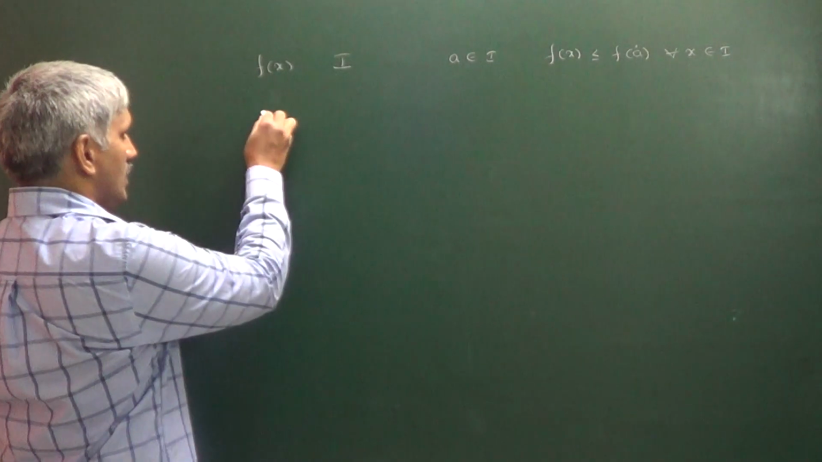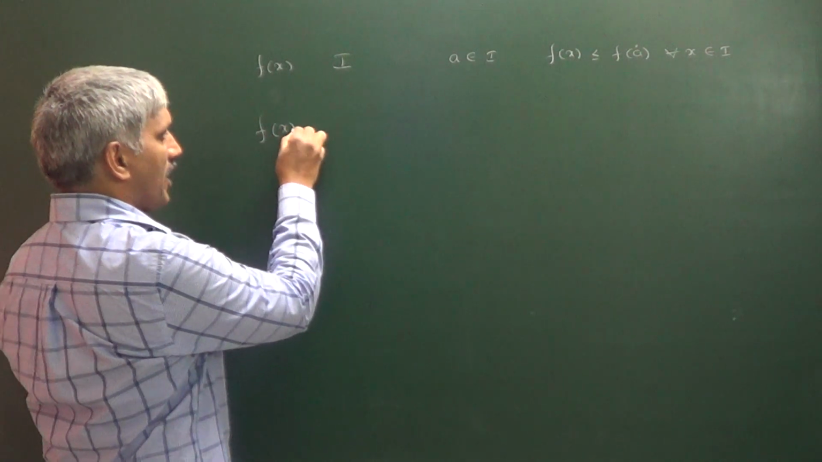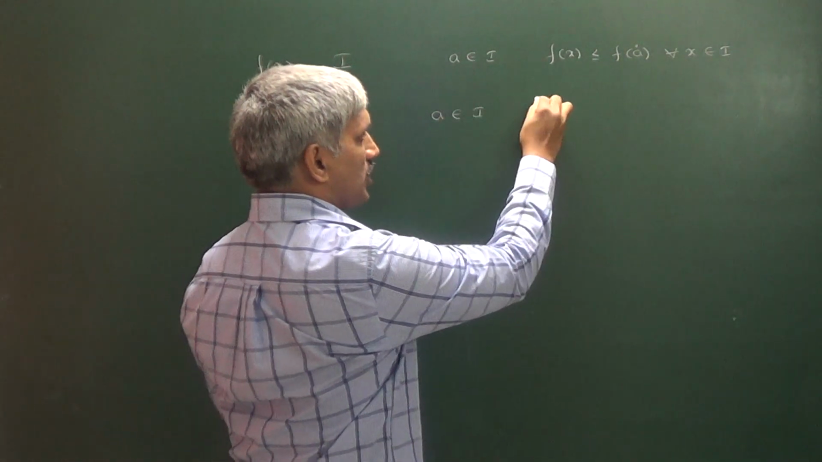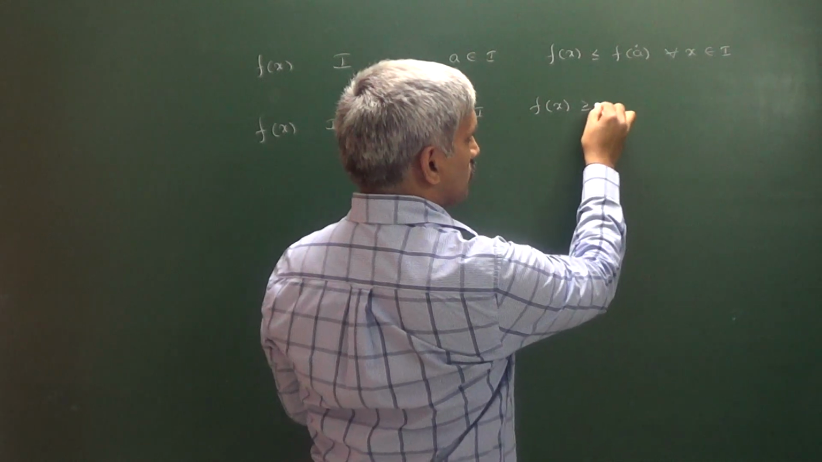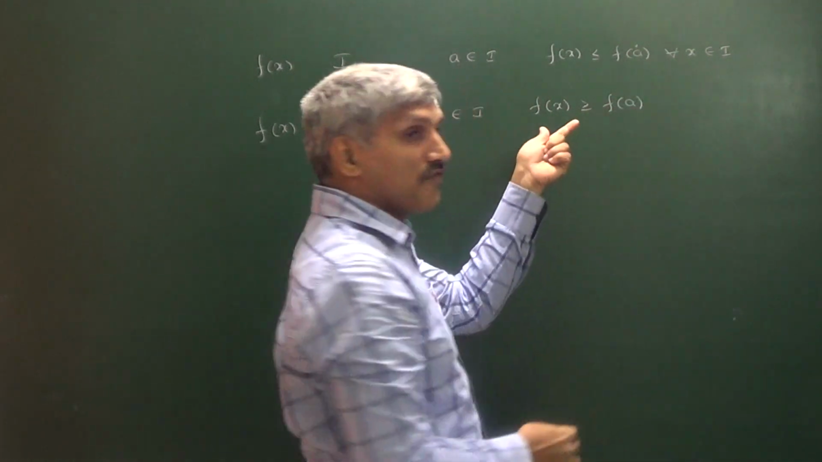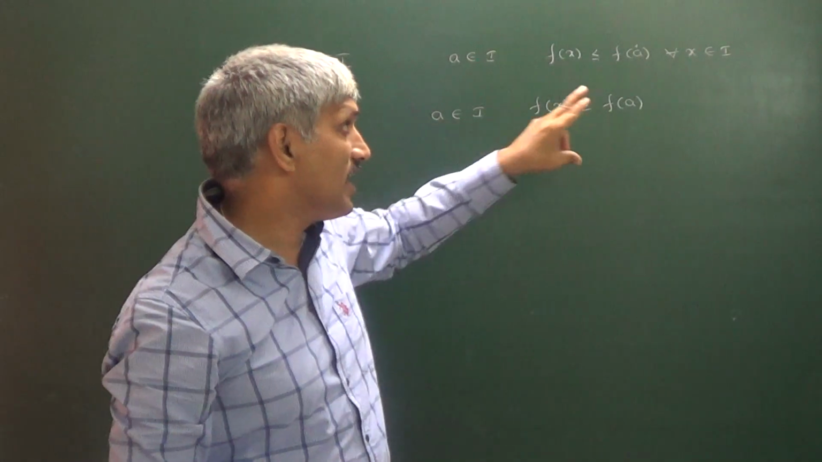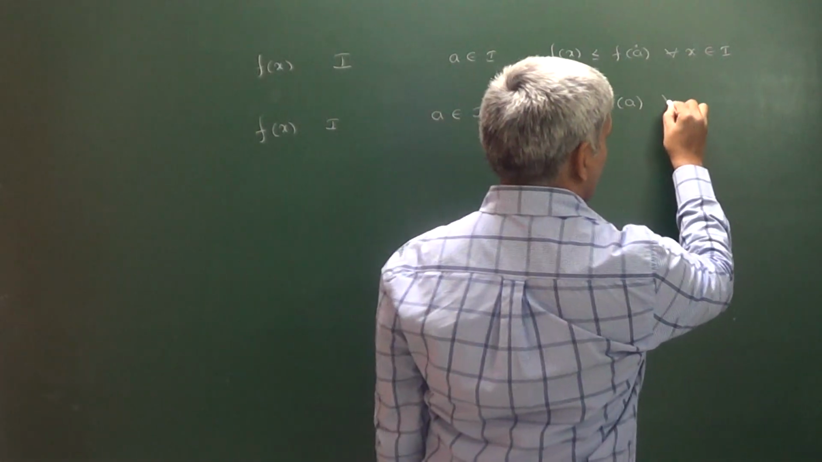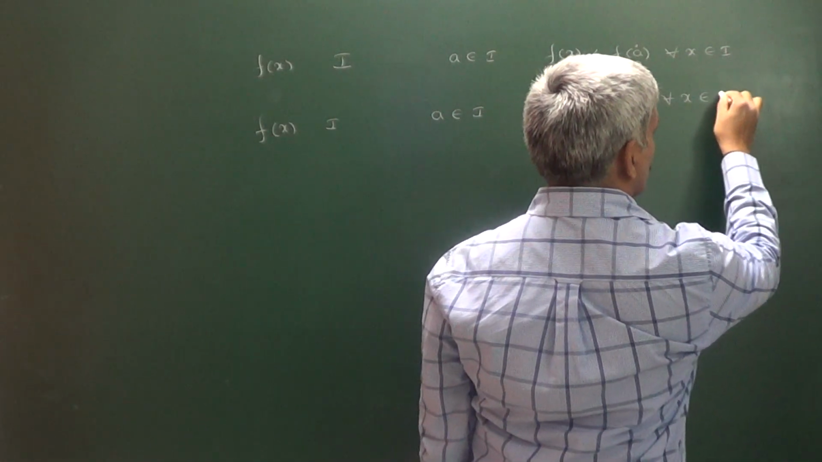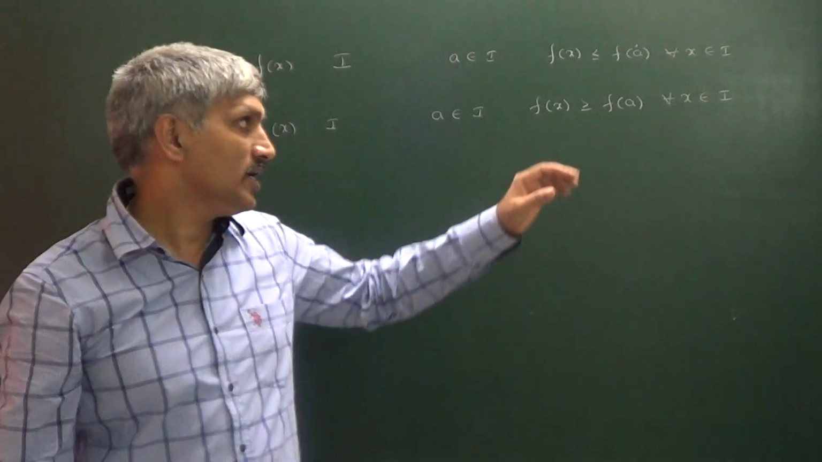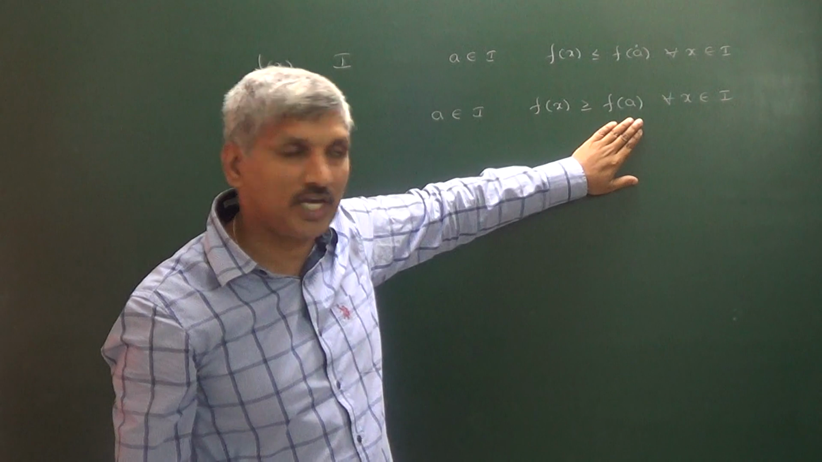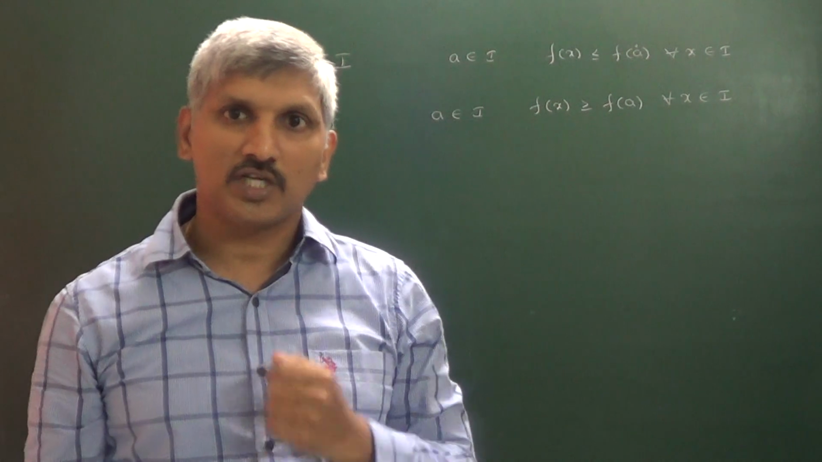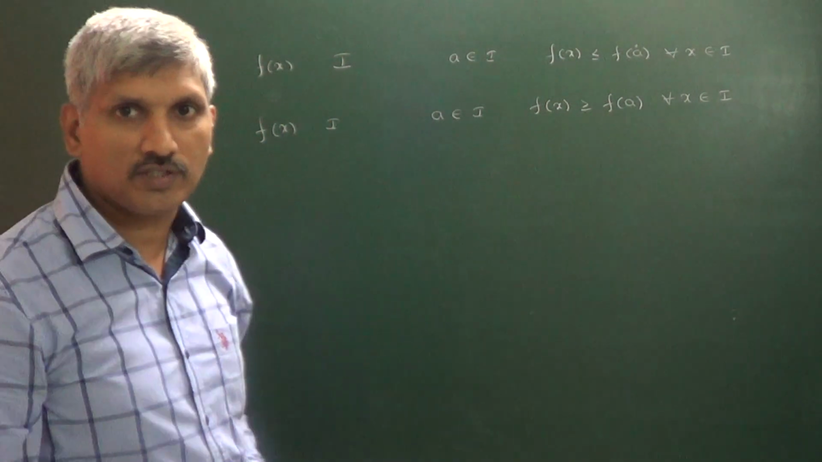At the same time, let f be a real valued function defined on an interval I, and suppose there exists a real number a belongs to I such that f of x is greater than or equal to f of a for all x belongs to I. Then we say that f of a is the minimum value of the function. In the earlier case, f of a is the maximum value of that function. With this idea, we will discuss a few applications.